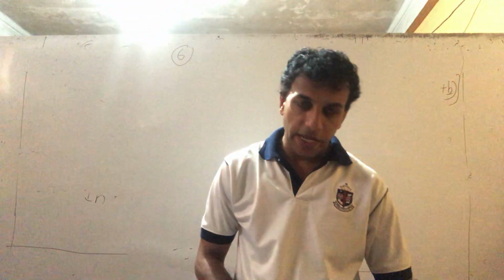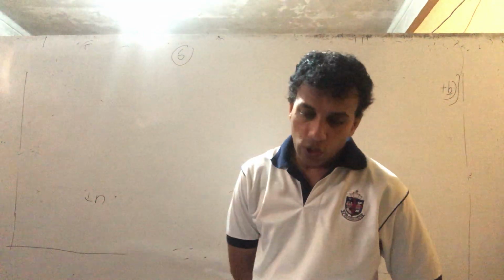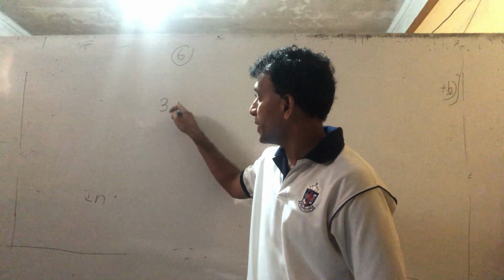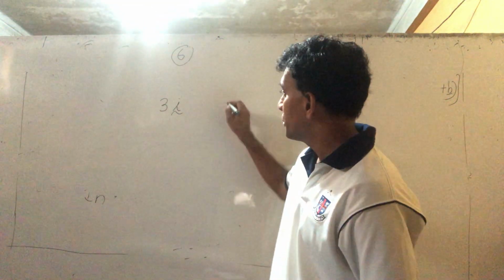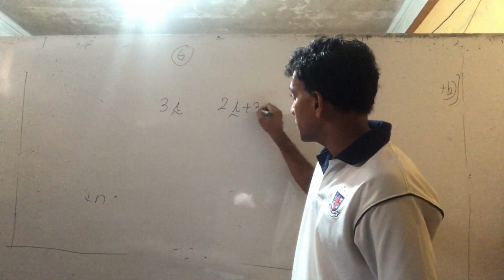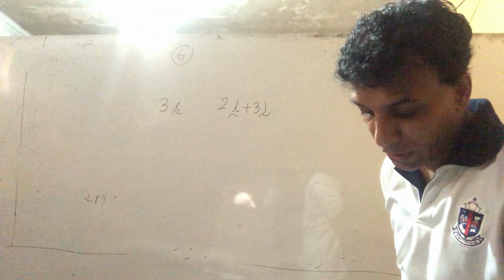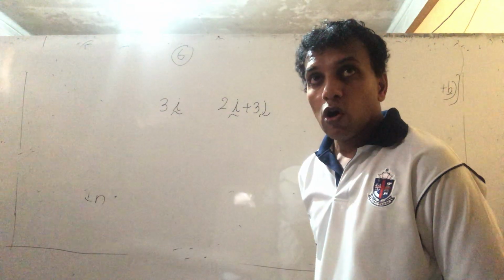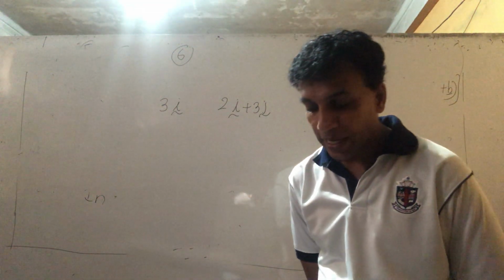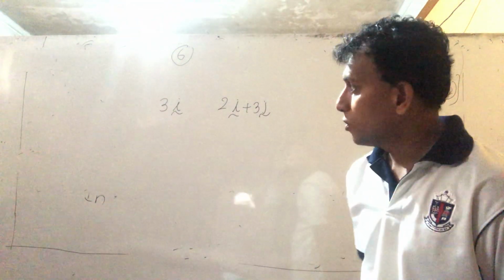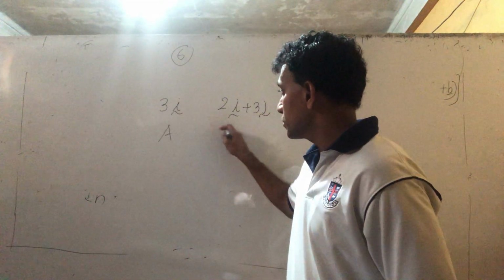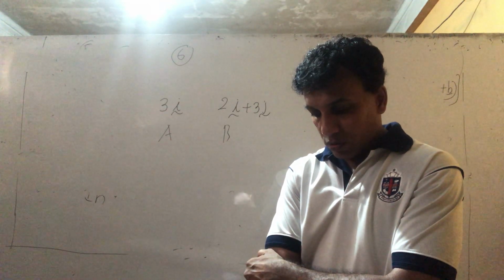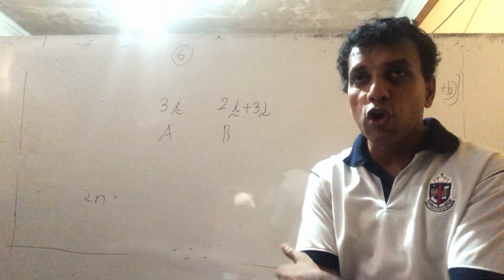Right, next question. In the usual notations, let 3 vector i and 2 vector i plus 3j, 3 vector j, be the position vectors of 2 points A and B, respectively, relative to origin O.